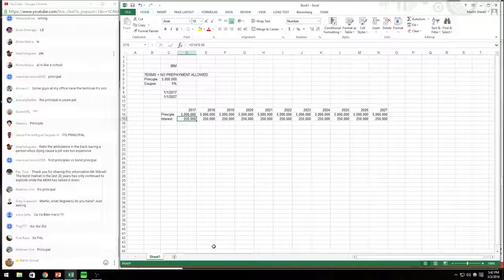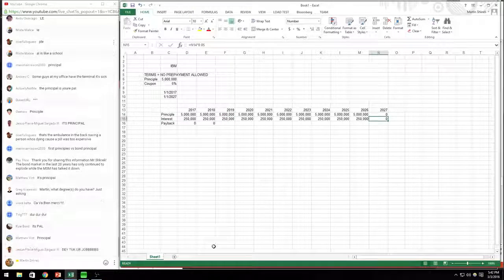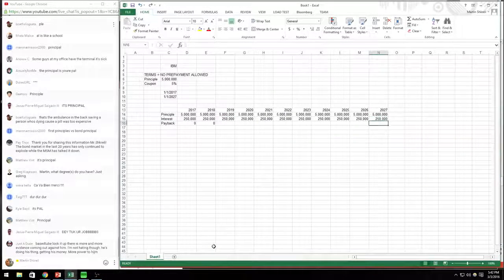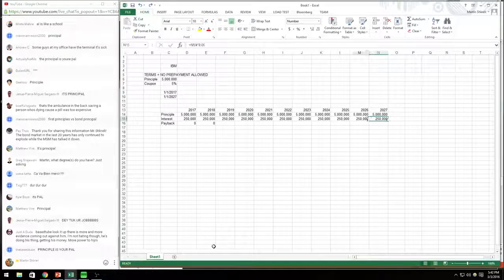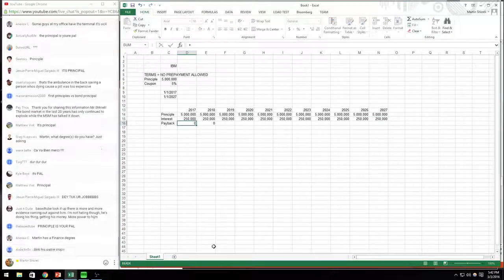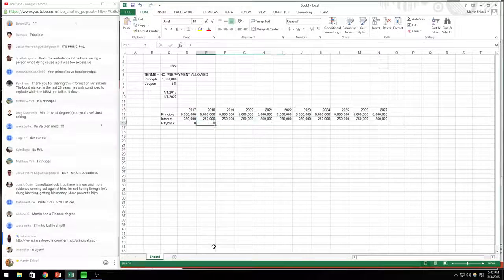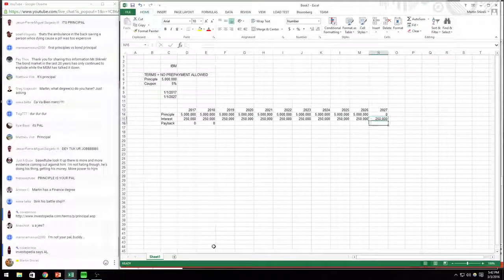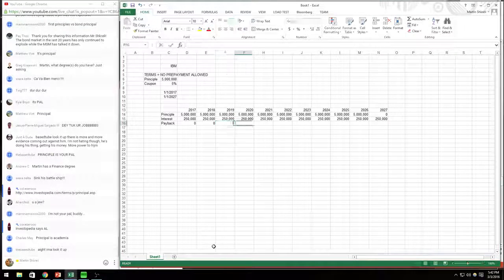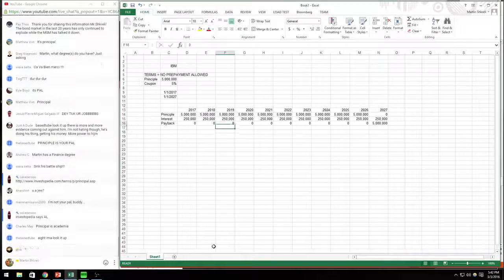But in year 2027, interestingly, they also have to pay back what? They have to pay back the $5 million because they borrowed the $5 million, right? So in the last year they're going to pay back the $5 million. The payback amount will be zero until the last year, where it'll be $5 million.